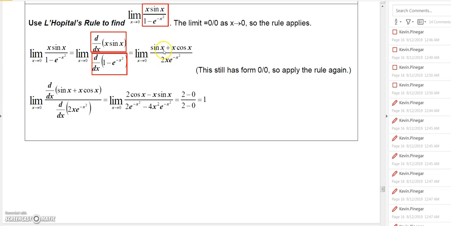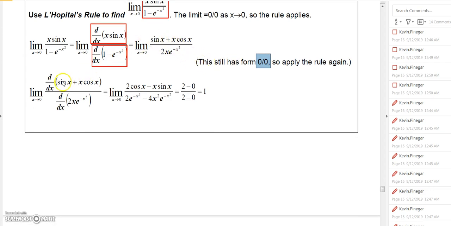So we get sine of 0 plus 0 times cosine 0. Well, sine of 0 is 0, and 0 times cosine of 0 is 0. So the numerator is 0, and then if I multiply 2 times 0 times e to the 0, I'm going to get 0 in the denominator. So look, I actually got this form again. So that means I can still do L'Hopital's rule. So we're going to do L'Hopital's rule again.